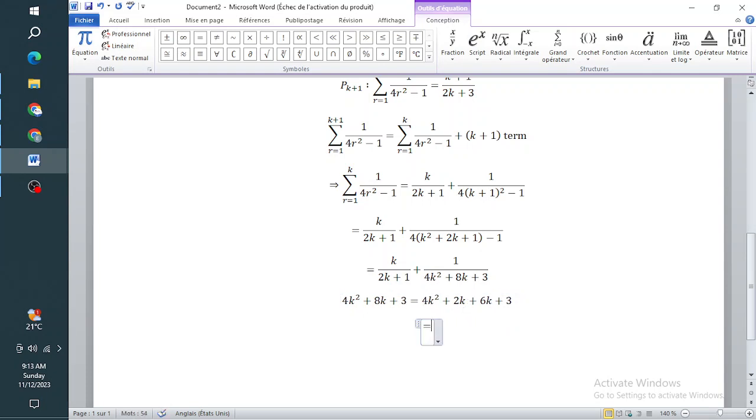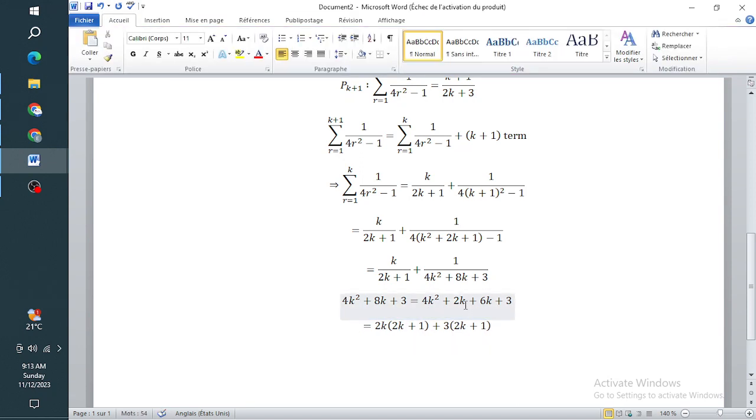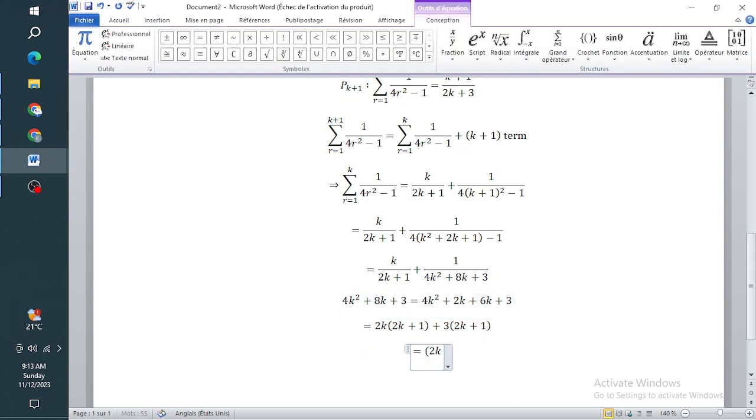So this gives us, we can factorize 2k from the first 2 terms, and we have 2k plus 1. And from the next 2 terms we factorize 3, we have 2k plus 1. Now we can factorize 2k plus 1 from both terms, and we're going to be left with 2k plus 3. Okay, so I'm just going to come and write here.